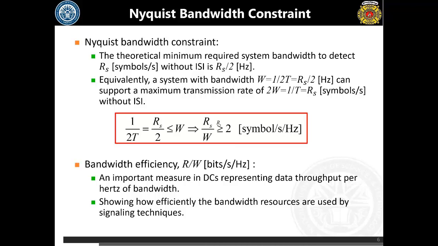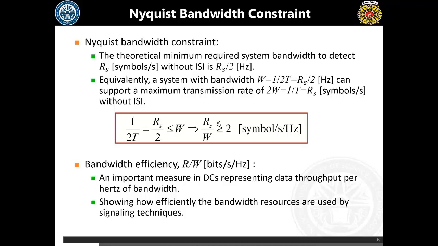So, the Nyquist bandwidth constraint: first of all let us discuss this point, and from it we will see how the Nyquist filter will be used to mitigate the intersymbol interference. If we use the Nyquist filter on the transmitter and receiver side, ISI will be mitigated.